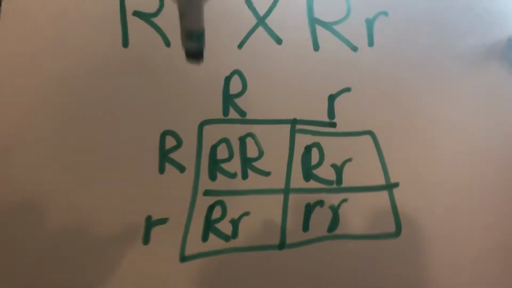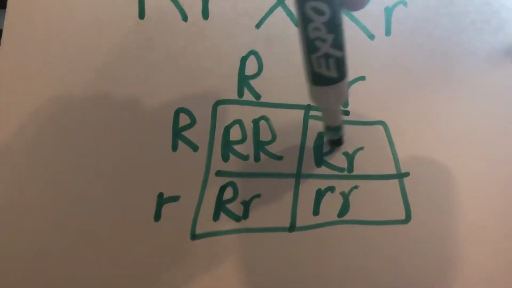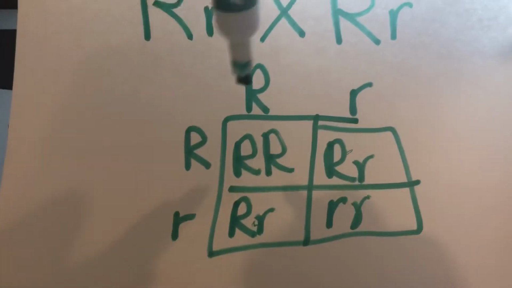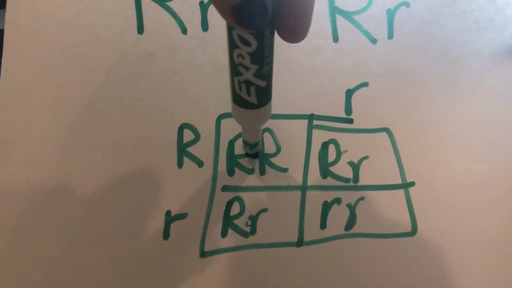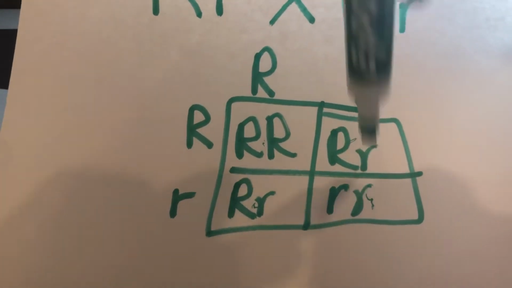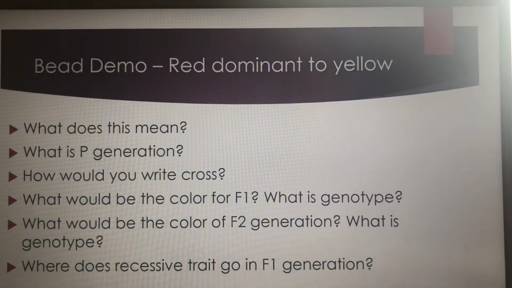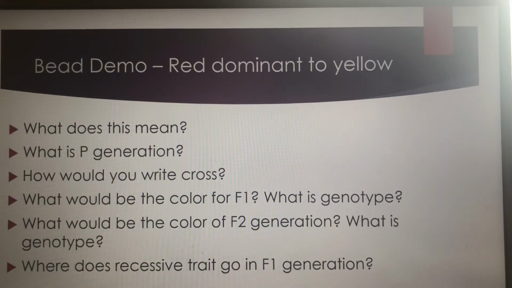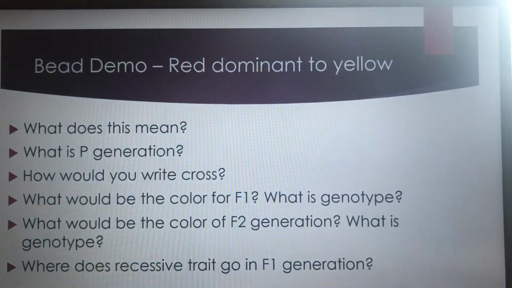You have 2 heterozygote reds, big R, little r's, and you have 1 homozygote dominant red and 1 yellow, okay? So where does the recessive trait go in that F1 generation? Well, it was all red, right? So it looks like this in that F1 generation. However, where did the yellow guys go? Well, they were hiding. They were hiding behind that dominant R. Okay, the little r was just hiding underneath.